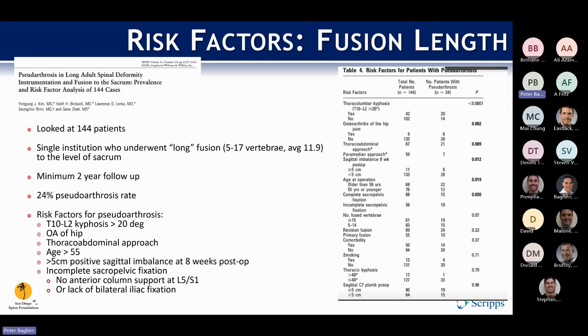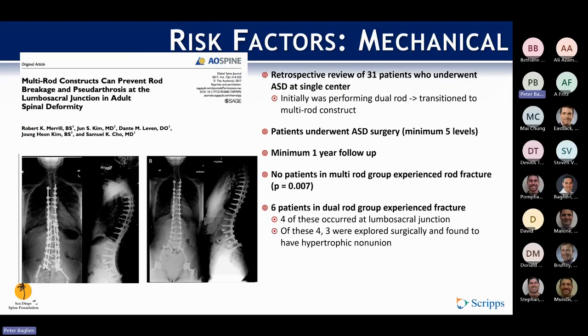I don't find that entirely surprising, given that if you're fusing more levels, there's a greater chance that one of those levels could go on to pseudoarthrosis. But I think that some of these factors are potentially modifiable, either through surgical technique, although certainly some of them are not, such as age and osteoarthritis of the hip. So what can we do about that?